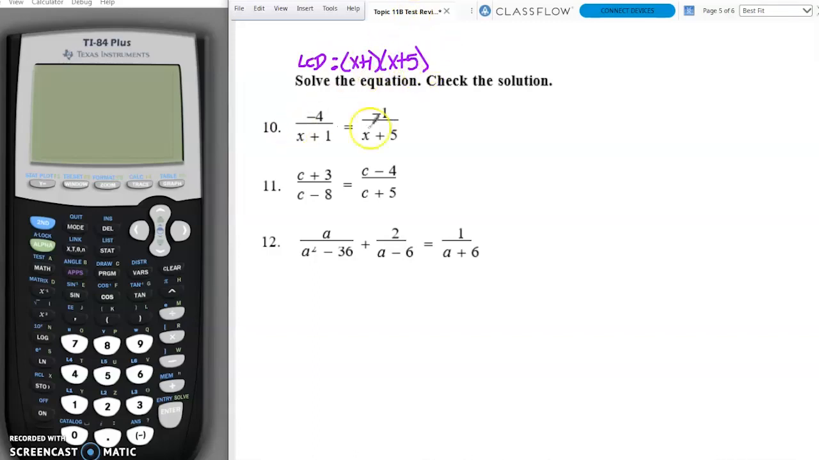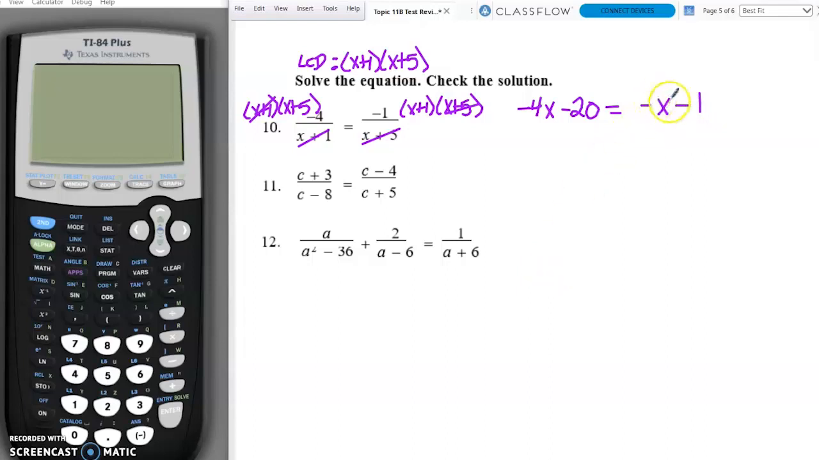So what I'm going to do is I'm going to multiply both sides by this least common denominator. So times x plus 1 times x plus 5. Same thing over here, times x plus 1 times x plus 5. And so that makes my denominators go away. But on this left side, I'm left with x plus 5. So we have to multiply that negative 4 by x plus 5. So that's going to end up being negative 4x minus 20 equals, and then on this side, we have to multiply the negative 1 by x plus 1. So we're going to end up with negative x minus 1.